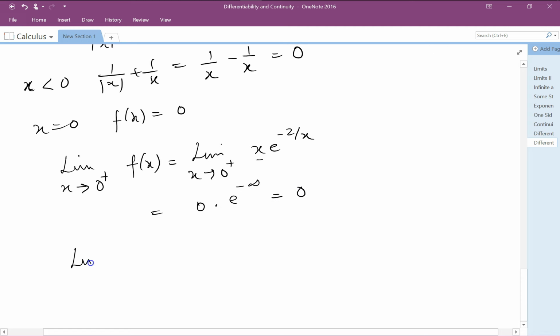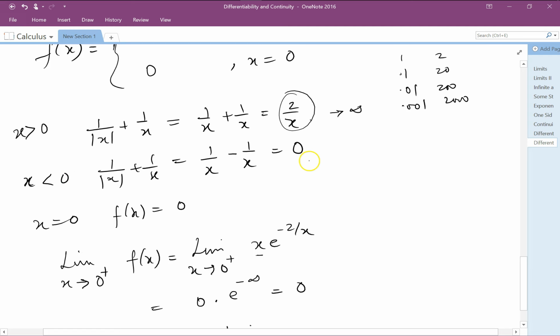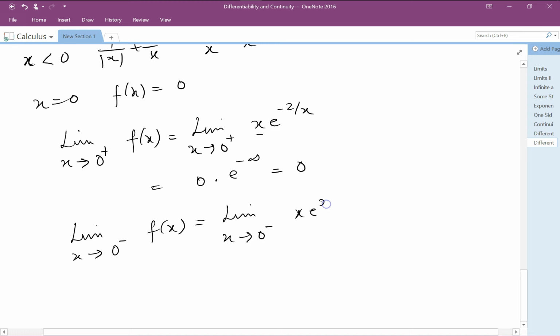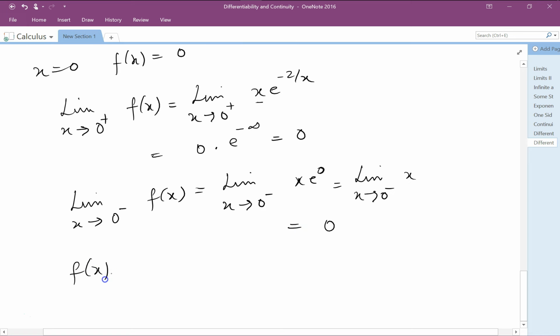Okay. Let's look at it from the negative side. When we come from the negative side, what happens? When x is less than 0, it is directly 0. So e to the power of 0. Remember, when it is less than 0, we have looked at the exponent. Exponent will become 0. So e to the power of 0 is 1. So limit will be what? It will be 0.